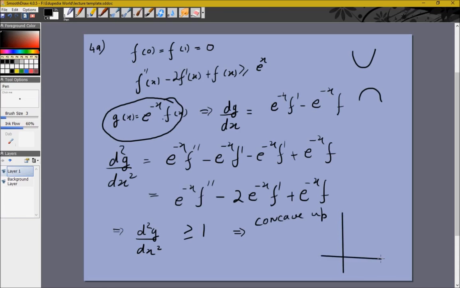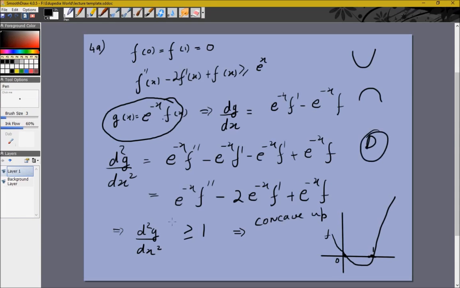And if this is concave up, then f(x) will also be concave up within the range 0 to 1, because within the range 0 to 1, e to the power minus x behaves quite normally, between 1 and 1 by e. We know that for f(x), f of 0 is equal to f of 1, which is 0, and it is concave upwards. So the only possible way is that it is something like this, which means that between 0 and 1, it has to be negative. If between 0 and 1, f(x) is negative, that means option D is correct.